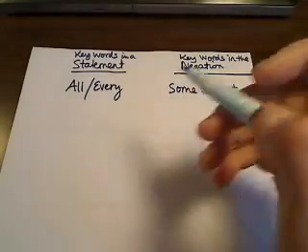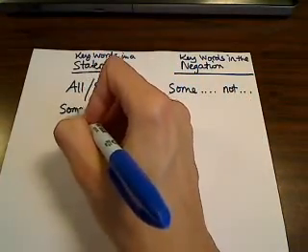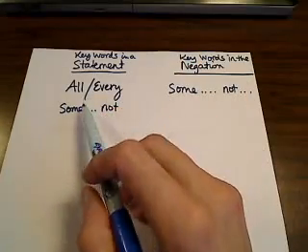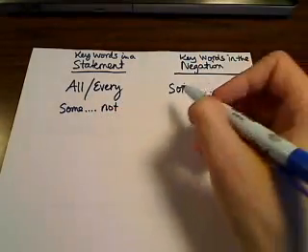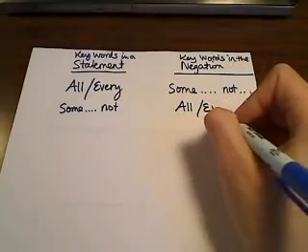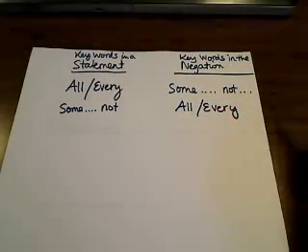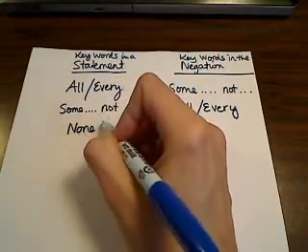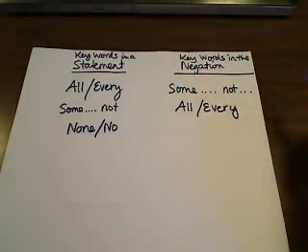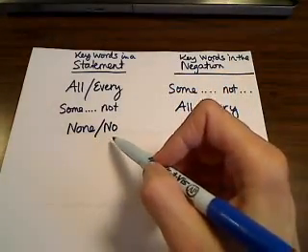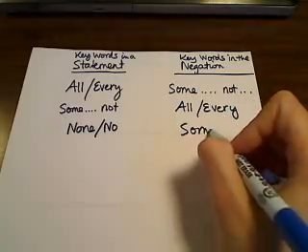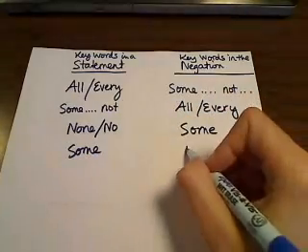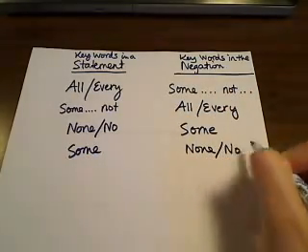Okay? And I'll explain why this is after we write down some of the rest of this. Vice versa is true here. If the keywords in your statement are some and not, then the negation is going to use the words all or every. And if you are using in your statement the words none or no, then the negation of that is going to be the word some. And vice versa is true. Some is going to be negated by the words none or no.